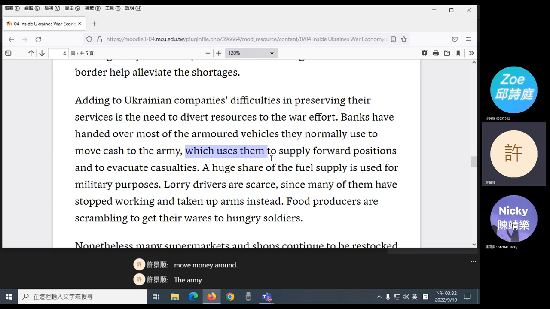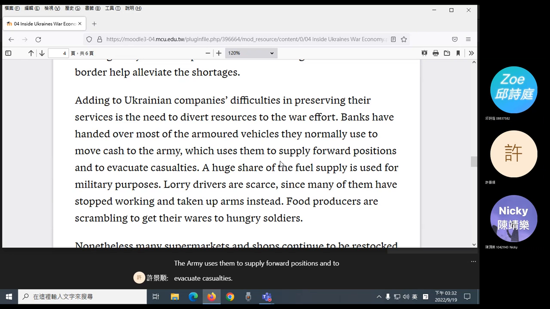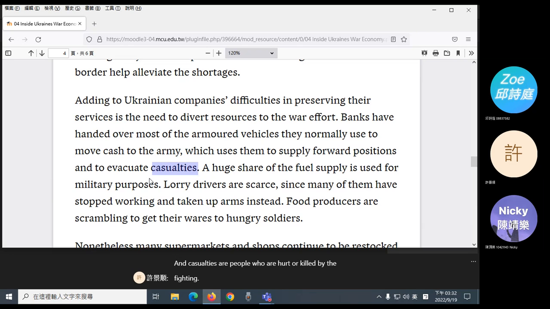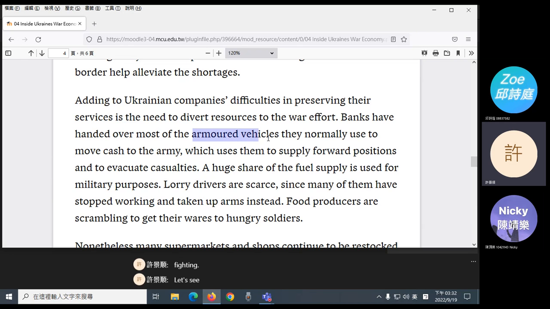The army uses them to supply forward positions and to evacuate casualties. Forward positions. We talked about the front line. That's where the fighting is. So a forward position is near the fighting. And casualties are people who are hurt or killed by the fighting. Let's see, armored vehicle. Armor is protection, extra protection. In Chinese, we call this 装甲车. And of course, in American English, it's spelled O-R, not O-U-R.